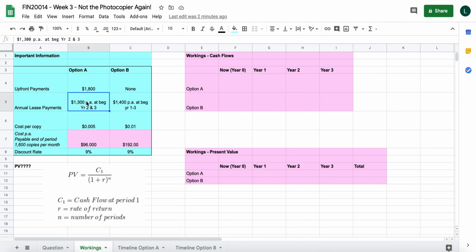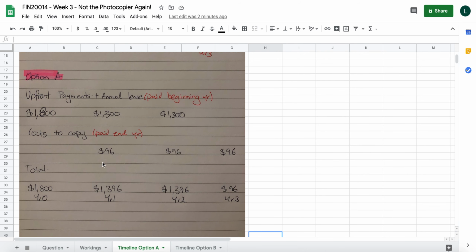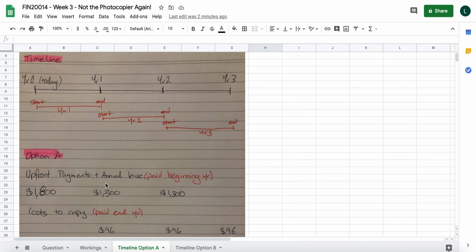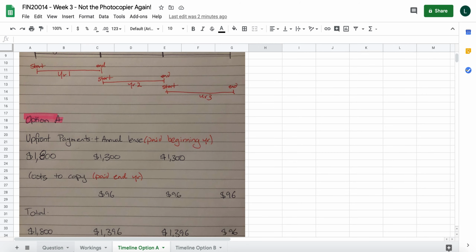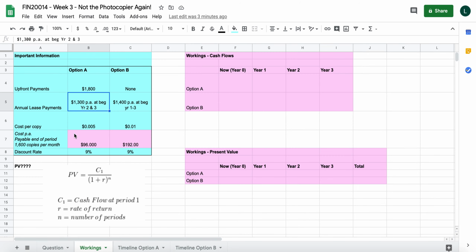And then our annual lease payments are paid at the beginning of each year. So if we jump back, we've got the two $1,300 payments, but you'll see that this is in year 1 because remember it says it's the start of year 2 and the start of year 3. So you can see that here, start of year 2, which is actually year 1. All right, and then we've jumped back into the workings.